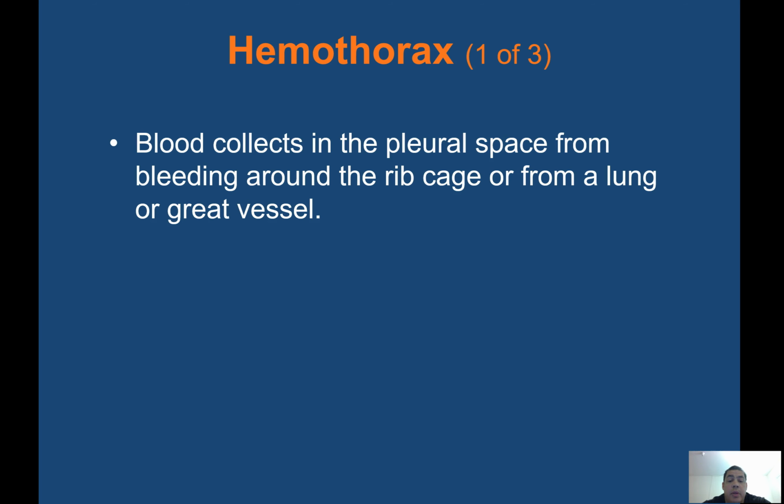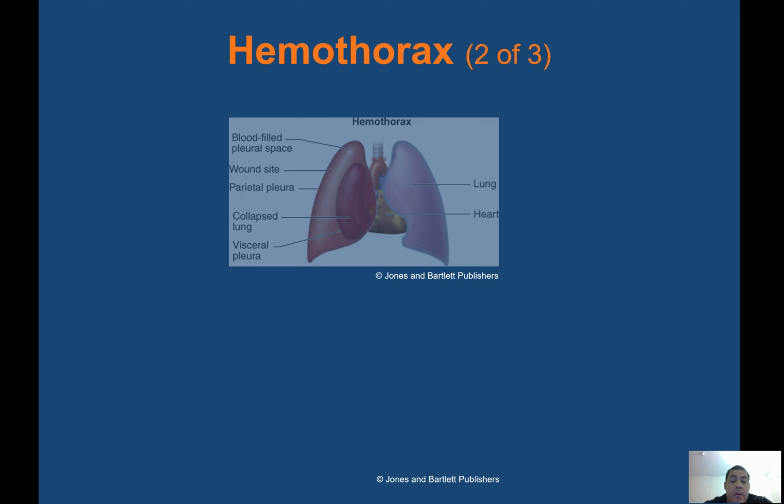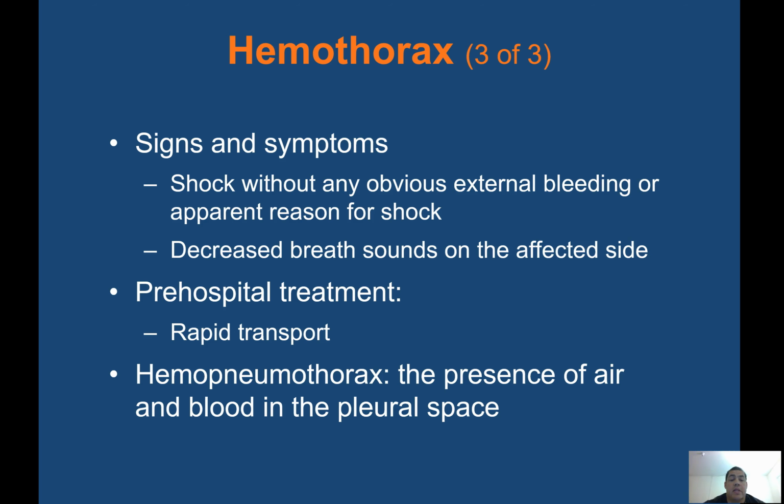So hemothorax: blood collects in the pleural space from bleeding around the rib cage or from a lung or great vessel. Okay. So you have blood in here and it's pushing down against the lung. That's going to be a hemothorax. Signs and symptoms: shock without any obvious external bleeding or apparent reason for shock, decreased breath sounds on the affected side. Pre-hospital treatment: rapid transport. Hemopneumothorax: the presence of air and blood in the pleural space.